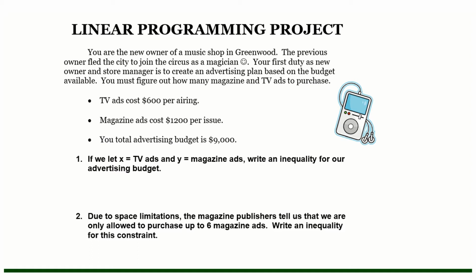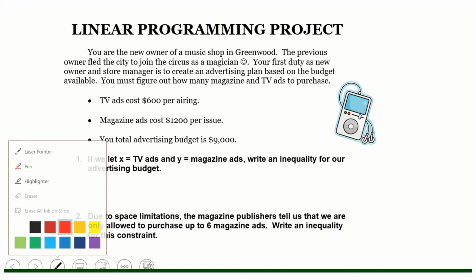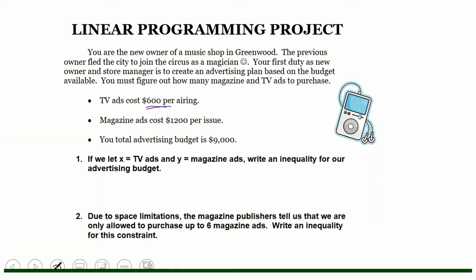So the situation is you've got this advertising budget, and you can put it in two places. You can put it in magazine ads or you can put it in TV ads. The TV ads cost $600 per airing, and the magazine ads cost $1,200 per issue. Keep in mind that the magazine ads are more expensive, but they have the potential to reach more people because it's per issue. It goes out to everybody who is going to purchase a copy of the magazine, and they might see that ad multiple times. The TV ads are cheaper, but might not reach as many people. The total advertising budget is $9,000.